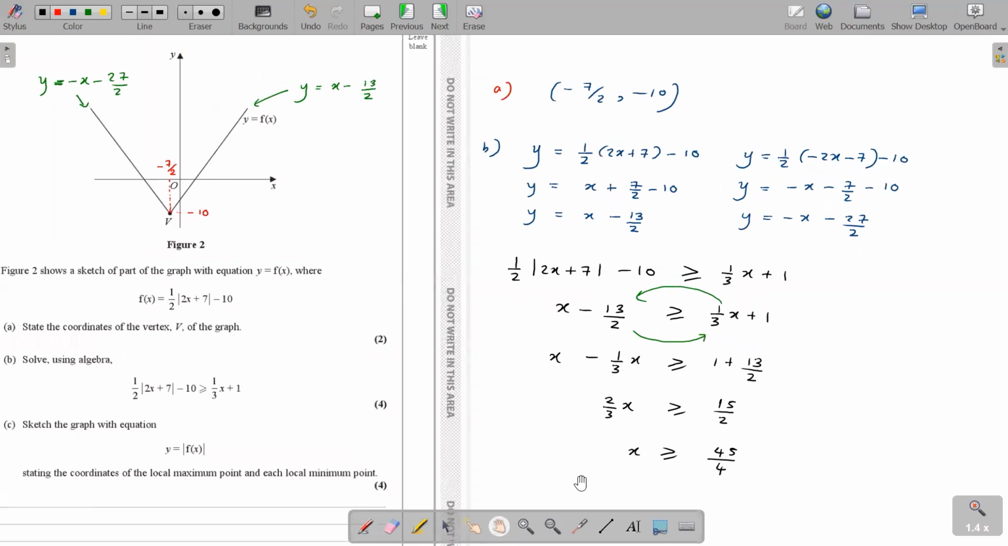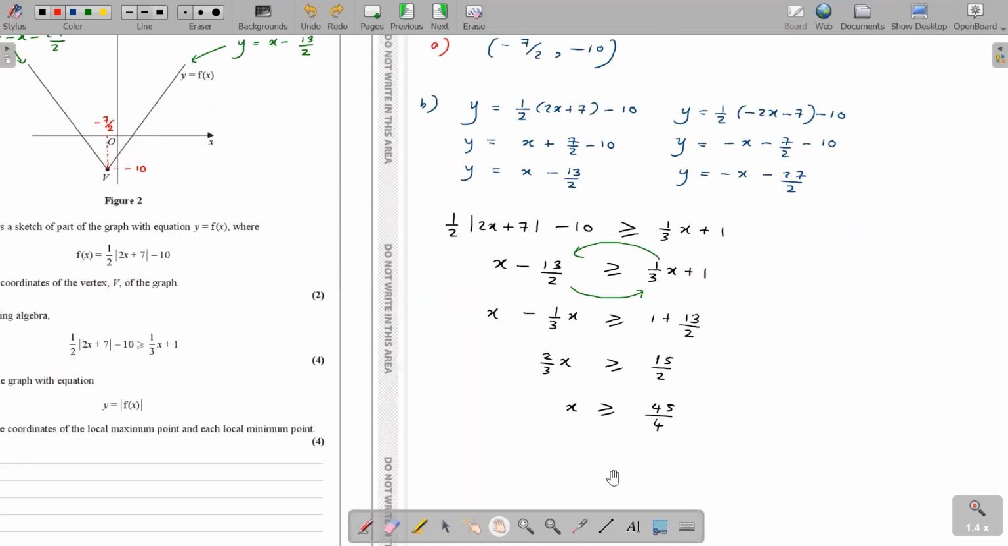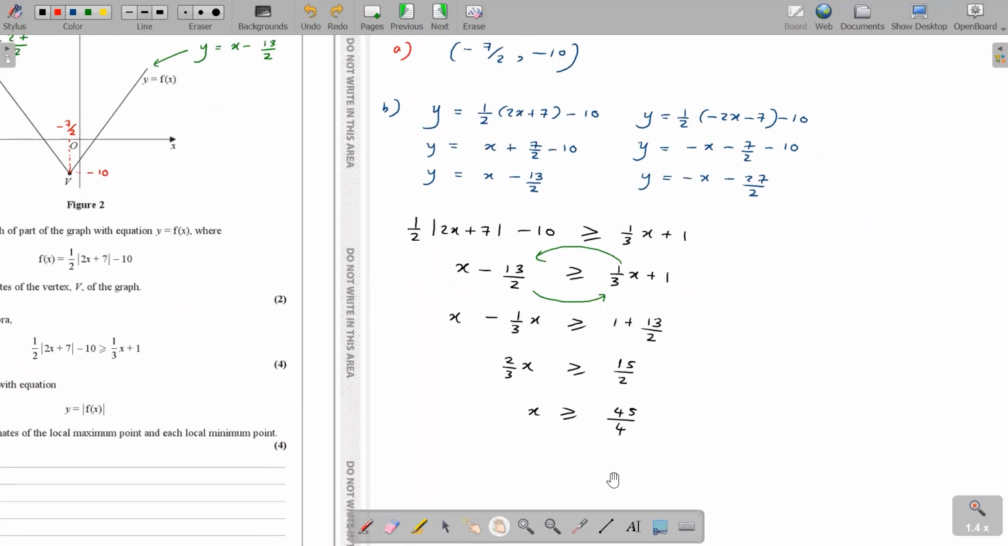However, even though you get an answer like this, do not immediately take this as an answer, because we need to be sure. We need to verify whether the graph actually cuts and we get these cutting points, whether this is really valid. We need to check on the validity of this. So how do we check on the validity of x greater than or equal to 45 over 4?